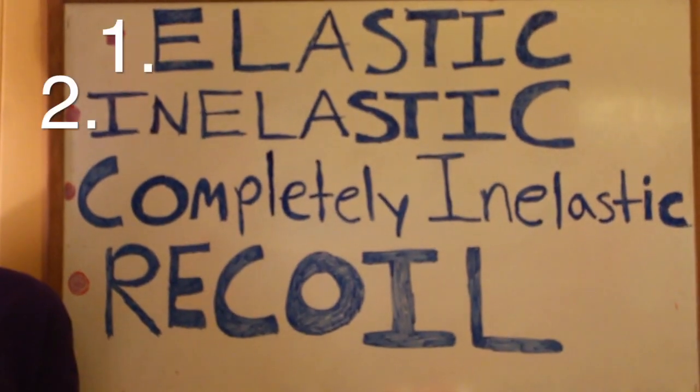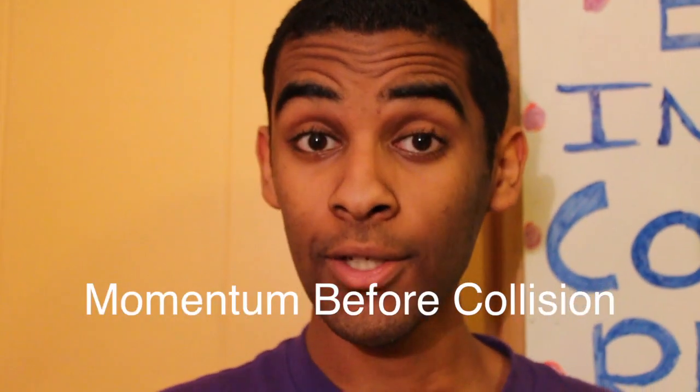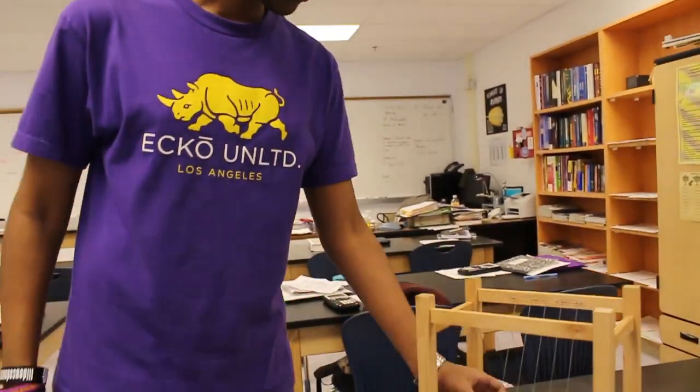When there are no external forces such as friction or air resistance involved in the collision, momentum is always conserved in the system. That means that the momentum before the collision is the exact same as after the collision. The first type of collision we're going to be talking about is an elastic collision. An elastic collision is when the kinetic energy is conserved for the entire system.